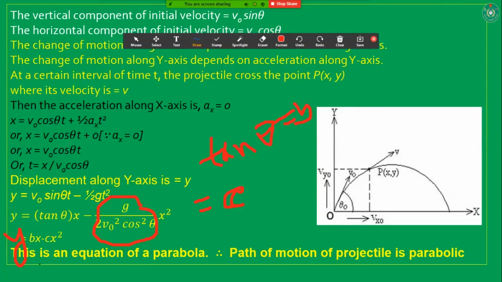It is our very burning question: what will be the nature of the trajectory of a projectile? You are getting confused between hyperbola, ellipse or parabola. But you should keep it in your mind that this equation always becomes that of a parabola.